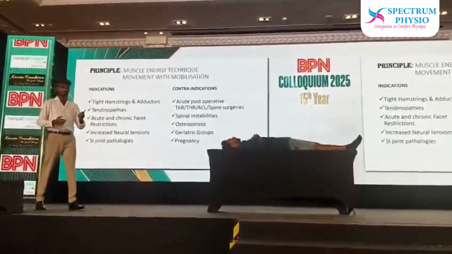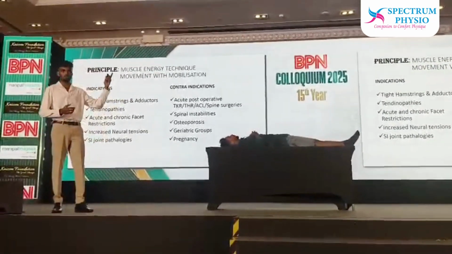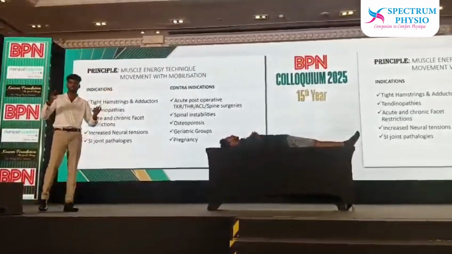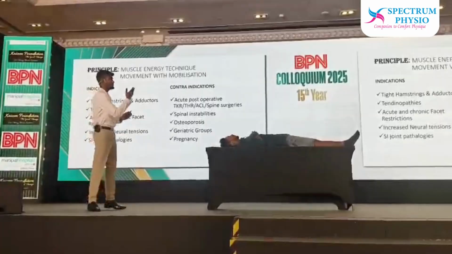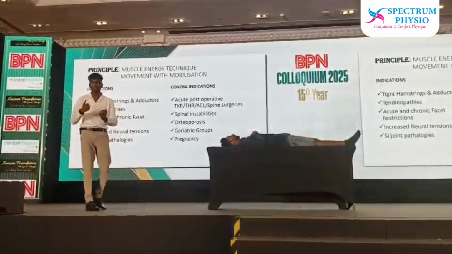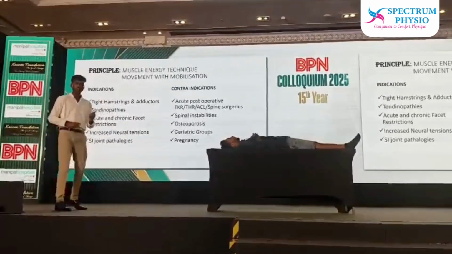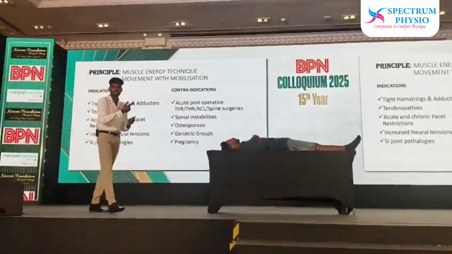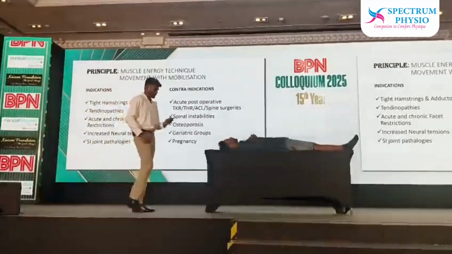These are all the indications where we can apply. Contraindications, as we all know, can be acute surgical cases, let it be TKAs, THRs, acute spine surgeries, acute disc herniations, spinal instabilities where you should not increase more power immediately, osteoporosis, geriatrics, and pregnancy. So these are all the contraindications for these techniques.